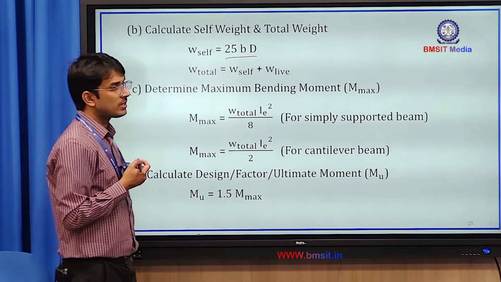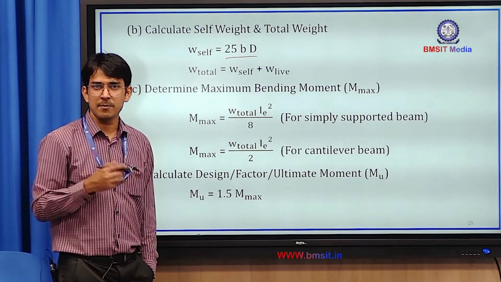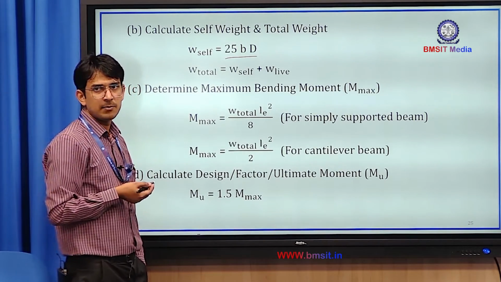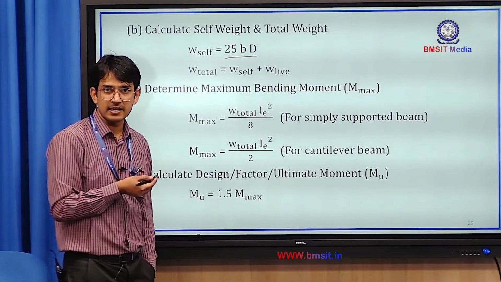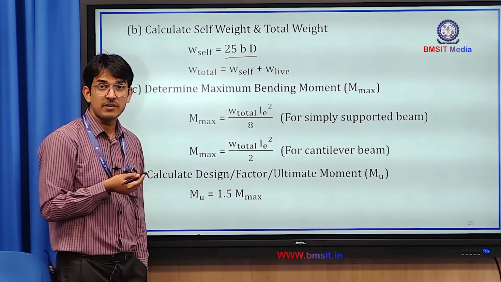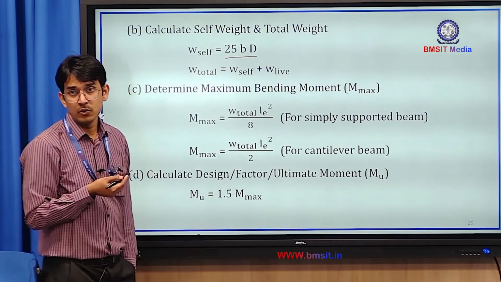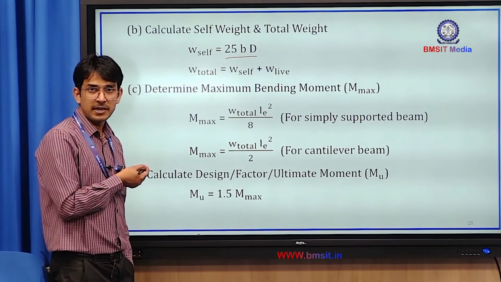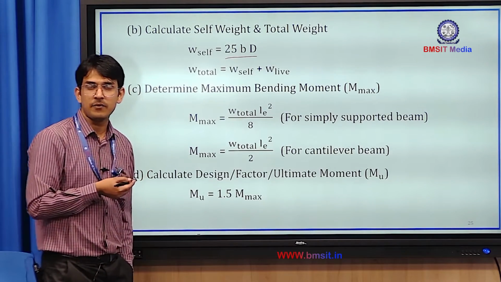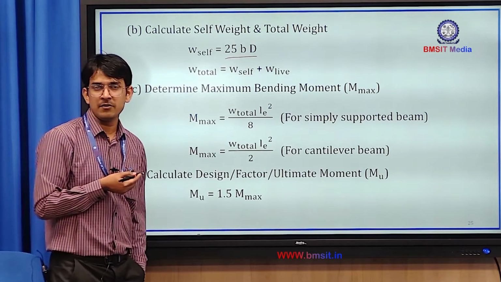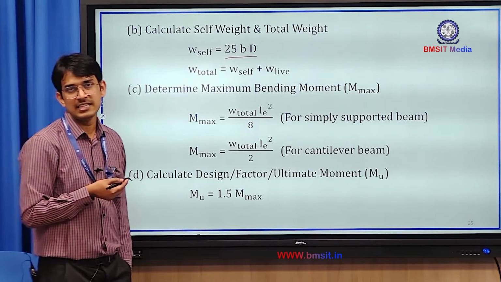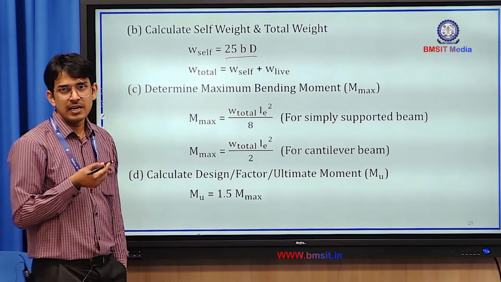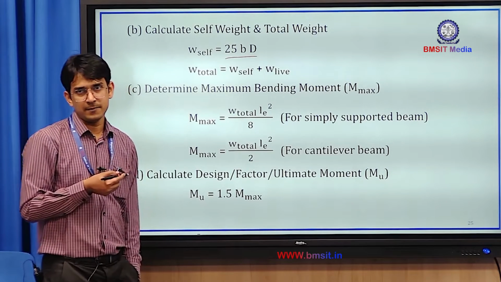After that we will calculate the maximum bending moment. That depends on what type of beam it is. If it is a simply supported beam, then we use WL square by 8. If it is a cantilever beam, then we use WL square by 2. This is how we calculate the maximum bending moment, and then we multiply it by 1.5 to get the ultimate moment value, that is Mu. So this is the first step, in which we calculate the Mu limiting.